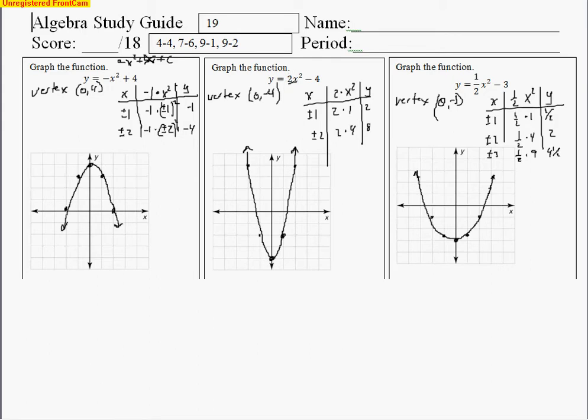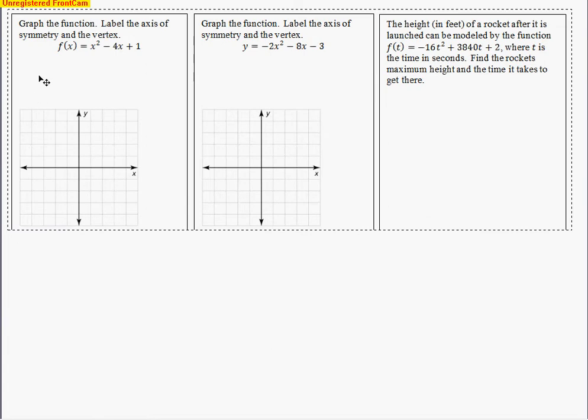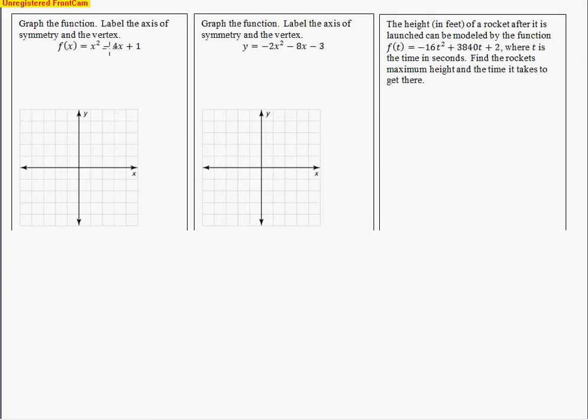Let's take a look at the next problem here. It says graph the function, label the axis of symmetry and the vertex. Alright, so what we need to do here, since we have an x squared term, we need to use the axis of symmetry formula. X equals negative b over 2a. So I go ahead and substitute that in. B is negative 4, so it's going to be the opposite of negative 4 over 2 times 1. A is 1 out in front of the x squared term in this case. So opposite of negative makes a positive, and that makes 2.